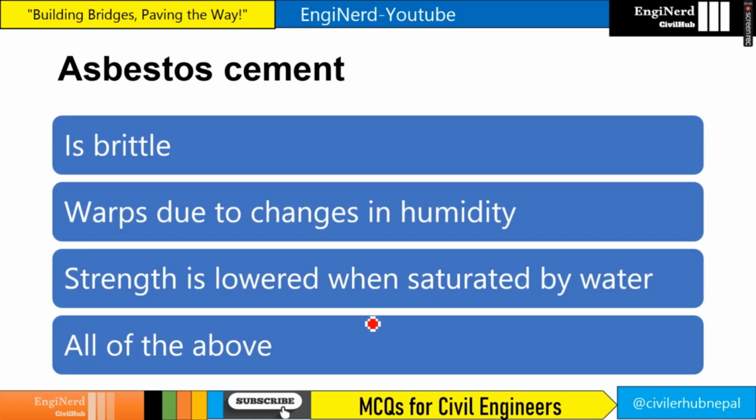Asbestos cement is brittle, warps due to changes in humidity, and strength is lower when saturated by water, all of the above. The answer is all of the above.